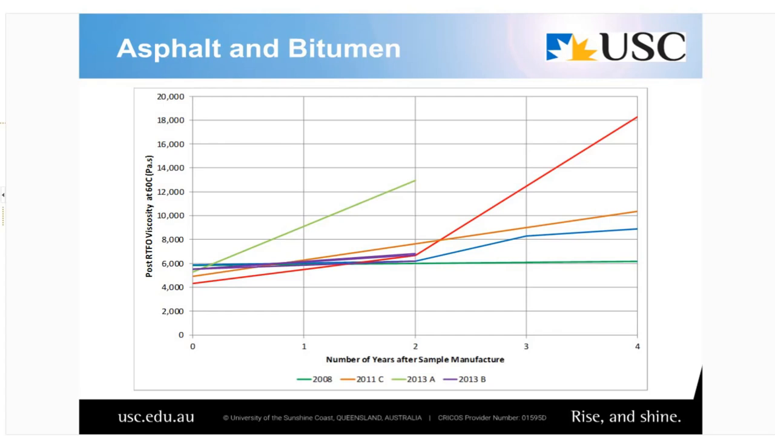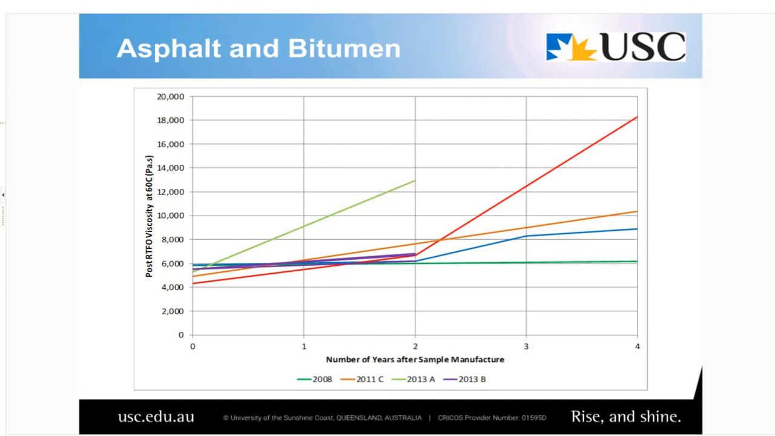Here's an example graph that just illustrates some of this variability. These are all samples of the same type of bitumen. This is viscosity, which is essentially its runniness at 60 degrees. You can see here that at year 0, which is defined as the year that it was produced, they were all tested when they were produced, and all of those sit in that band between 4 and 6,000, which is the specification band. So all of them complied with their specification.